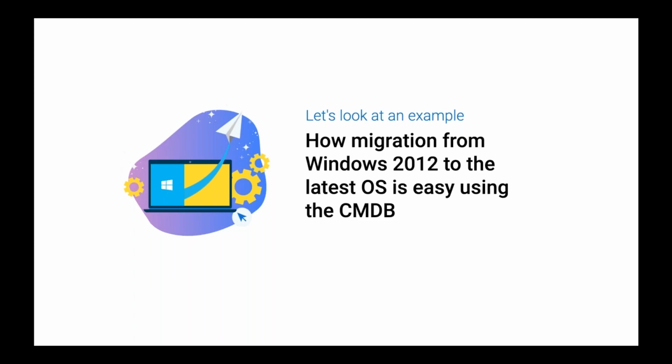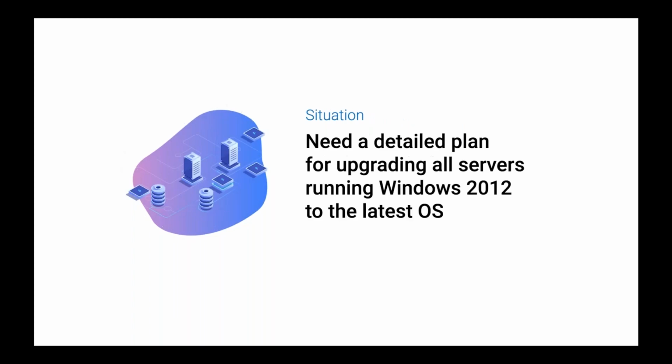Now, here is where you're going to see you're going to create a change because you're upgrading the operating system, and also you're going to work with assets, software, and you're also going to work with other entities which are parts and pieces of this particular process and see how it works. Now, this is our scenario. This is a sample, but the situation is you need a detailed plan for upgrading all servers running Windows 2012 to the latest operating system.